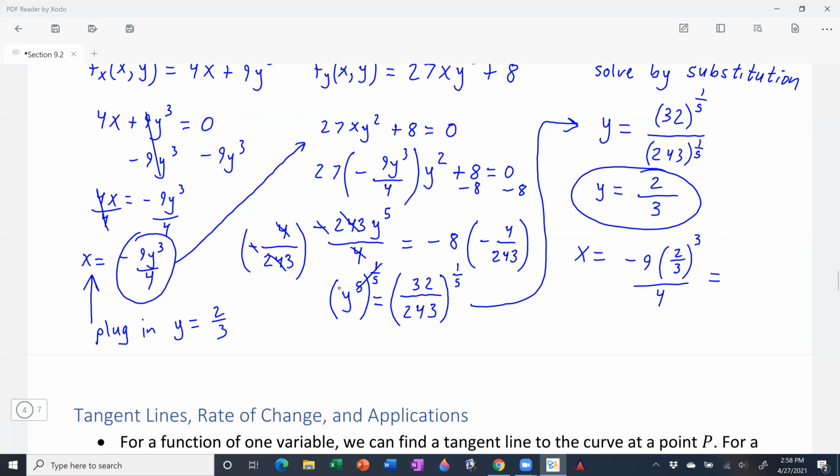And then simplify this in a few steps. So that will be like -9 times cubing each part, top and bottom separately. 2 cubed is 8, and then 3 cubed is 27. And so to clean that up a little bit, let's see, 9 times 8/27, that reduces to 8/3. Okay, and it's still a little bit tricky because that's all over 4.